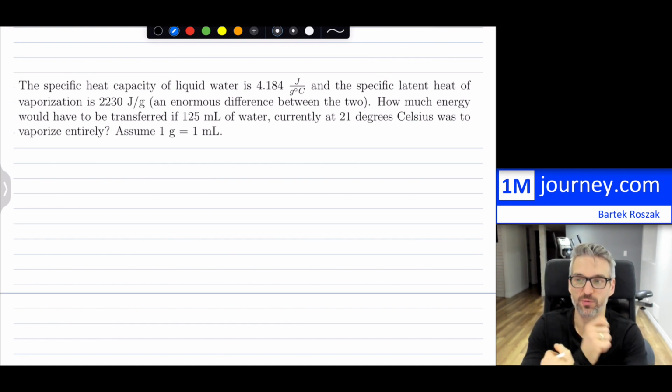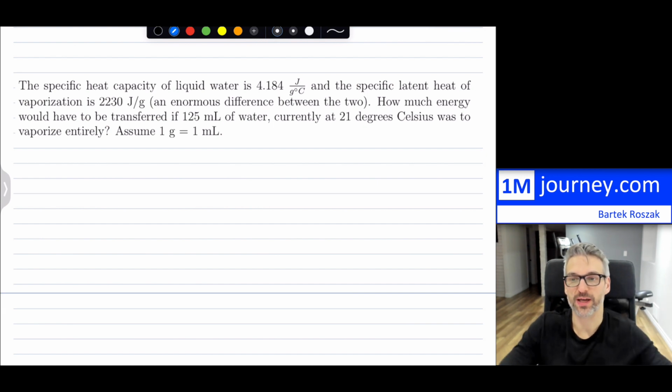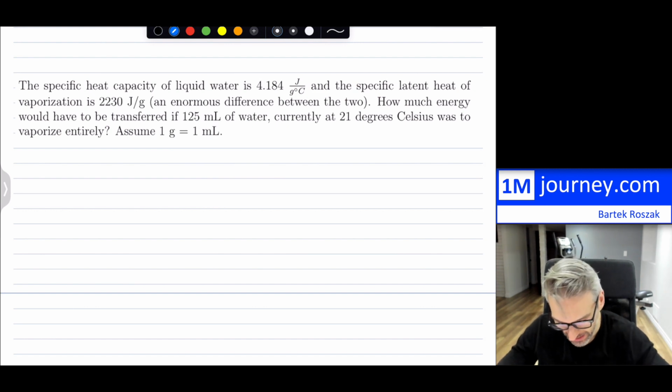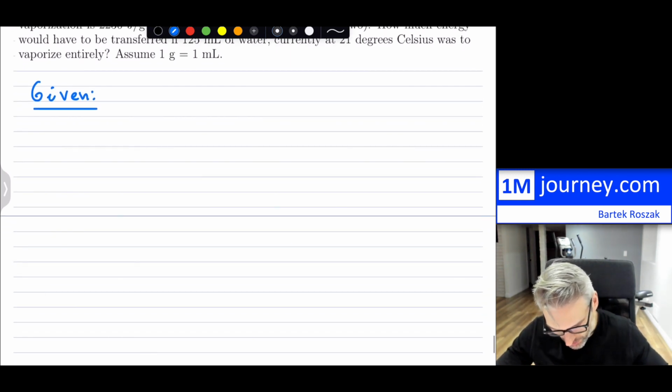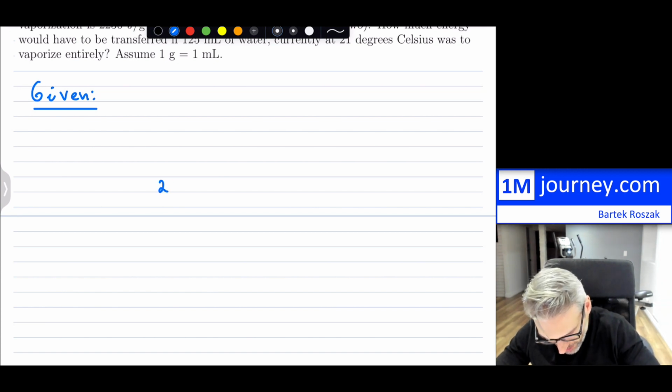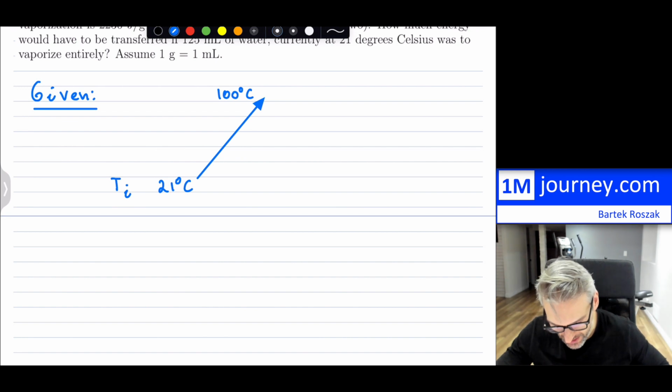So how much energy would have to be transferred if 125 milliliters of water, currently at 21 degrees Celsius, was to vaporize entirely? And we'll assume that 1 gram is approximately 1 milliliter. So there are basically two things happening in here, two states. Initially we're starting off at 21 degrees Celsius, so that's our initial temperature. And now this temperature is going to keep on increasing, going up and up. Assume that it goes to about 100 degrees Celsius.